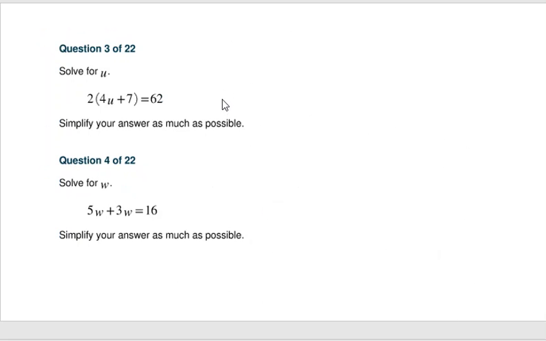Okay, now on question number 3, it says solve for u. Notice that you have a number right next to a parentheses here, and inside the parentheses you have more than one term. And so anytime that you have a number next to a parentheses in algebra, that is implied multiplication. Because there is more than one term inside the parenthesis, we have to multiply both of the terms inside the parenthesis by the number that is out front. And that's called using the distributive property.